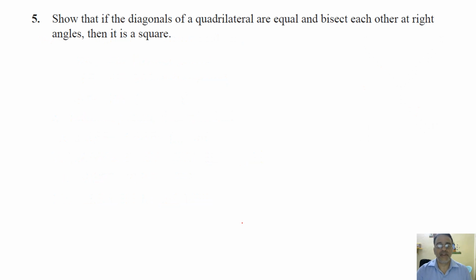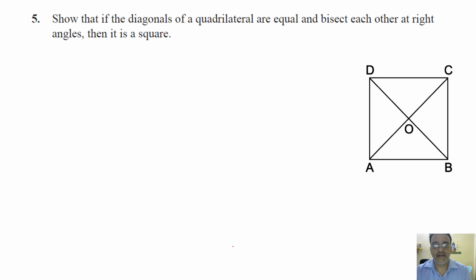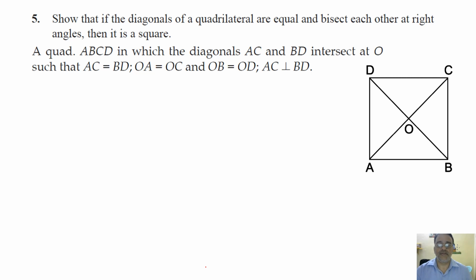Now fifth question. Show that if the diagonals of a quadrilateral are equal and bisect each other at right angles, then it is a square. अब square proof करने के लिए क्या क्या proof करना पड़ेगा? All sides are equal and one angle is equal to 90 degree. Very good. All sides are equal we have to show. But before that what we have to show, it is a parallelogram. ठीक है? तो start with first step, it is a parallelogram. Second, all sides are equal. Third, one angle measure is 90 degree. Is that clear?